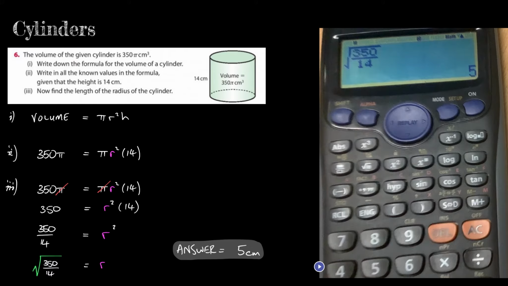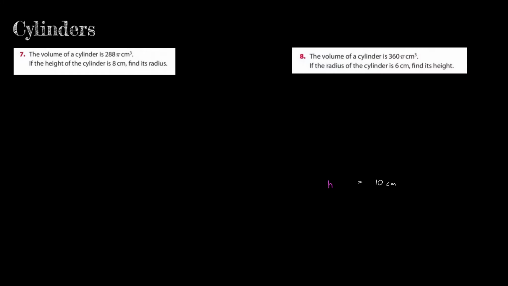Okay, so what we'll do is move on to the next one, and the next one is going to be quite similar. So the volume of a cylinder is 288 pi. Find the height of the cylinder, or if the height of the cylinder is 8 centimeters, find the radius. So these two questions are again quite similar. I'll do the first one. I'll be expecting you to push on and do question 8 by yourself, right? So what I'll do is I'll just get that one done.